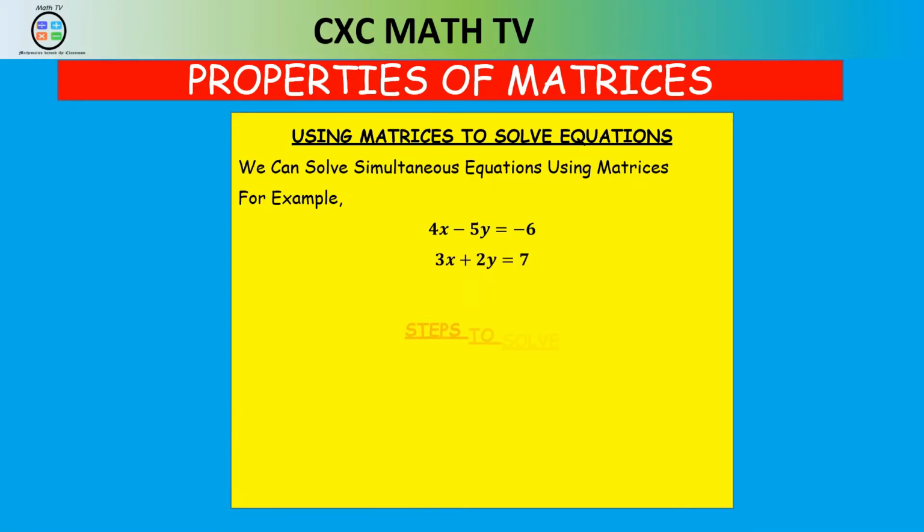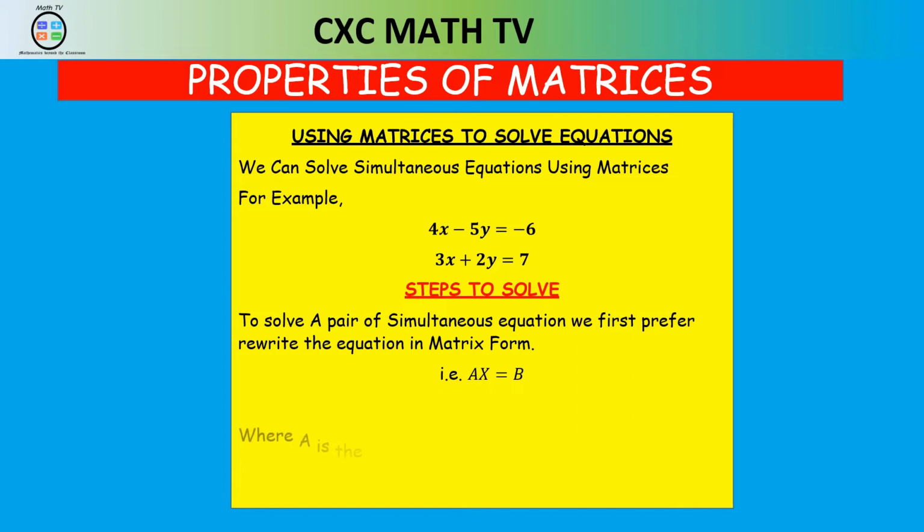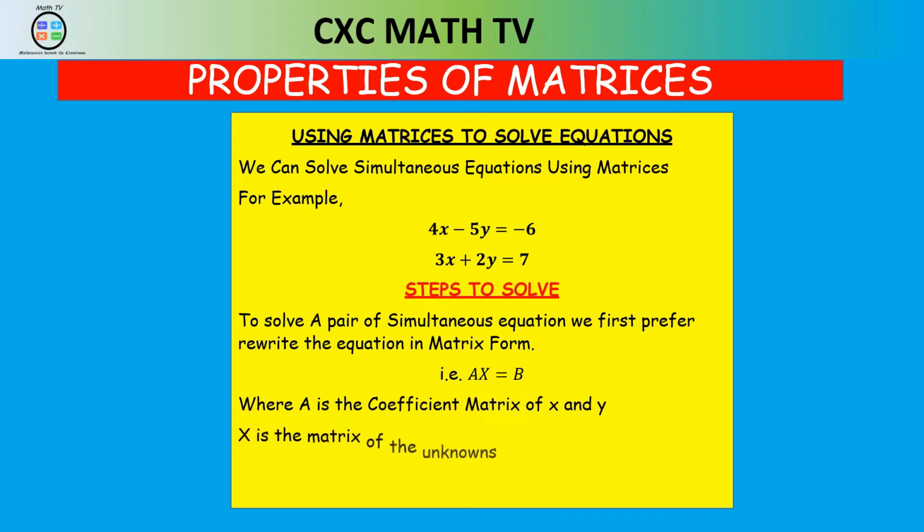Now, using matrices, the steps to solve are: number one, to solve a pair of simultaneous equations, we first need to rewrite the two equations in matrix form, that is in the form AX equal to B, where A is the coefficient matrix of X and Y, X is the matrix of the unknowns, and B is the result matrix. What do I mean by that? No worries. So look at this right here.